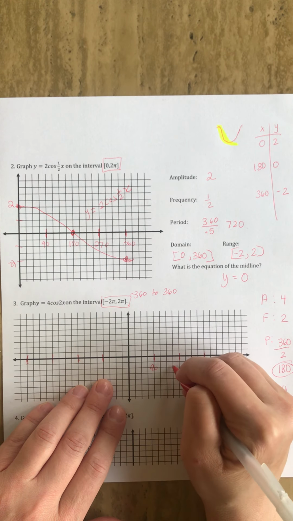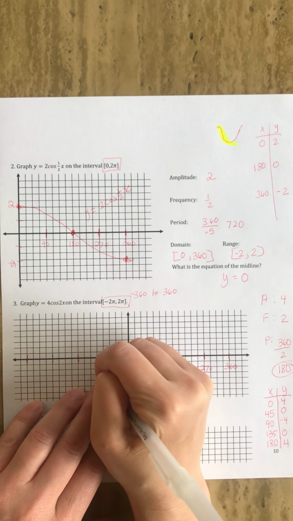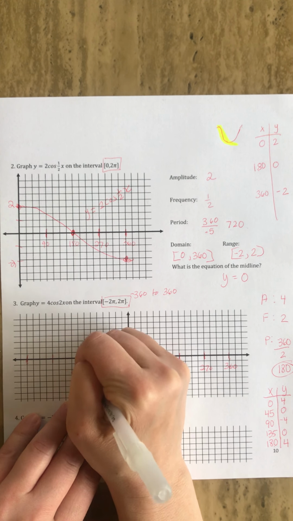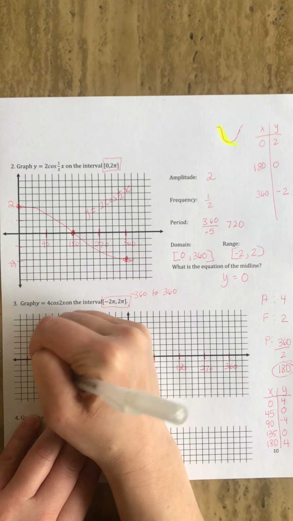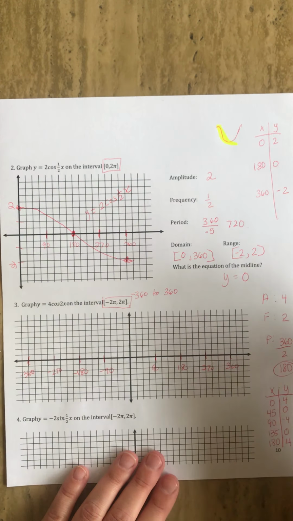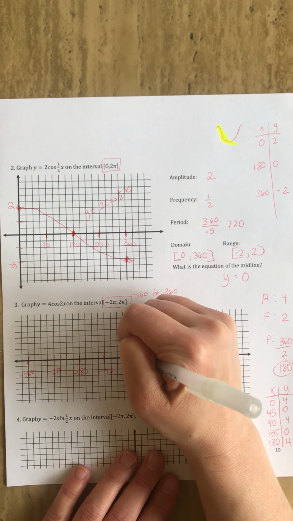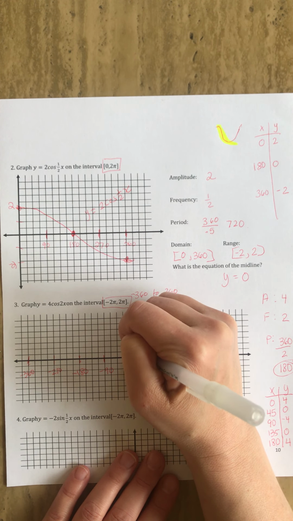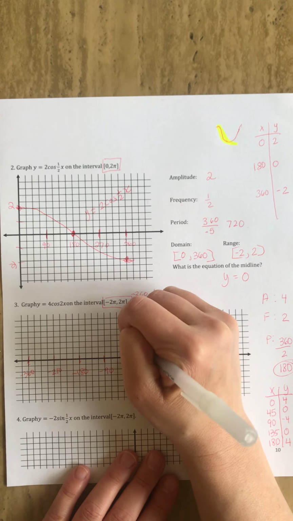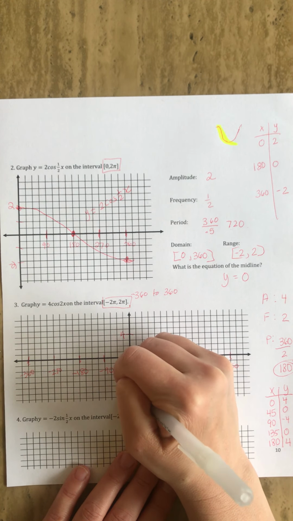We have 90, 180, 270, 360, negative 90, negative 180, negative 270, negative 360. Okay, and we have to go up to 4, so 1, 2, 3, 4, 1, 2, 3, 4.